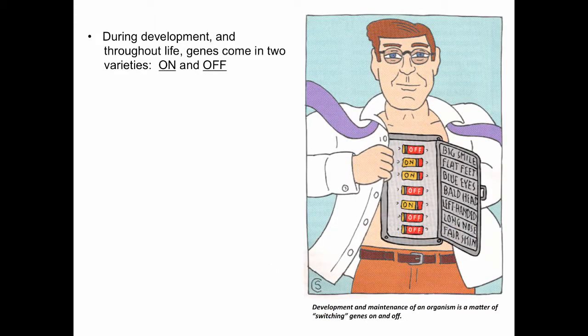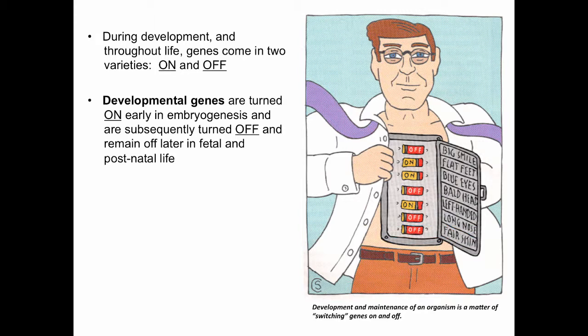I like to think of this in a simple-minded way. During development and throughout life, genes might come in two varieties. They'll either be genes that are turned off or they'll be genes that are turned on.